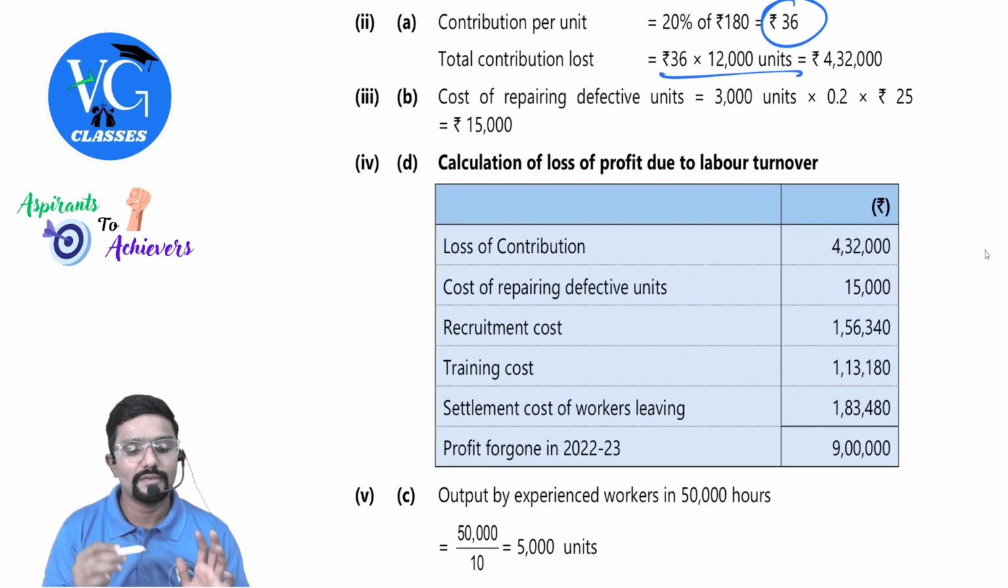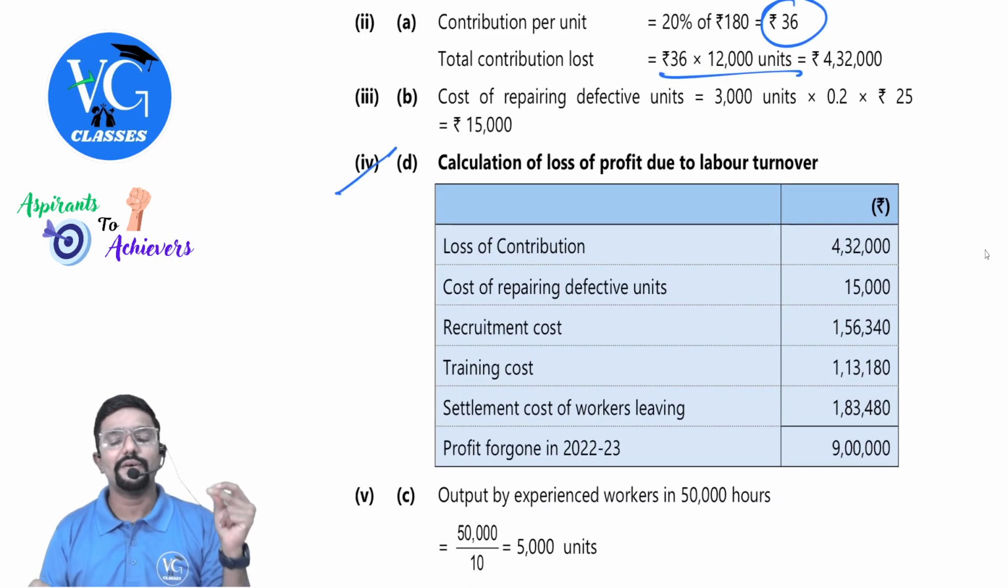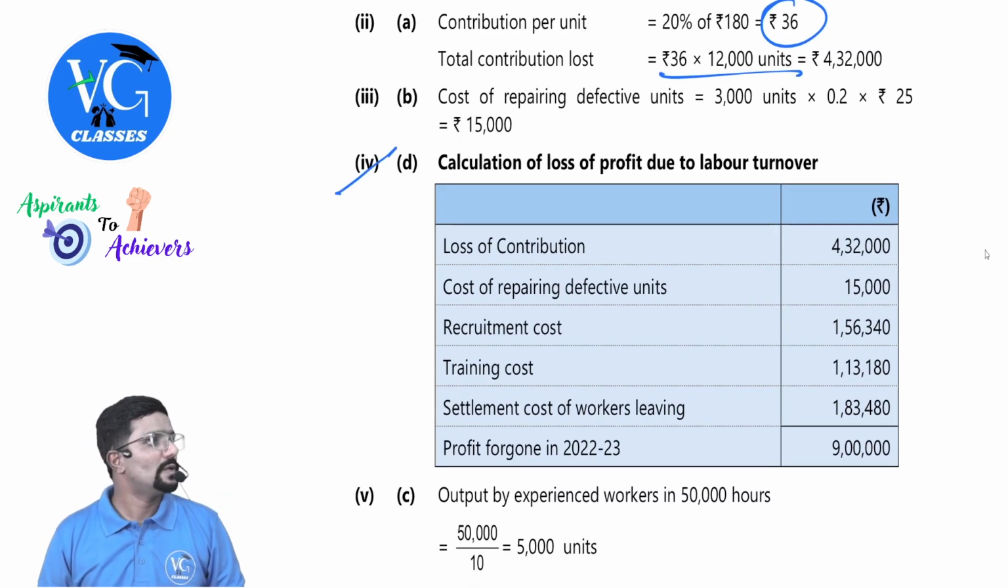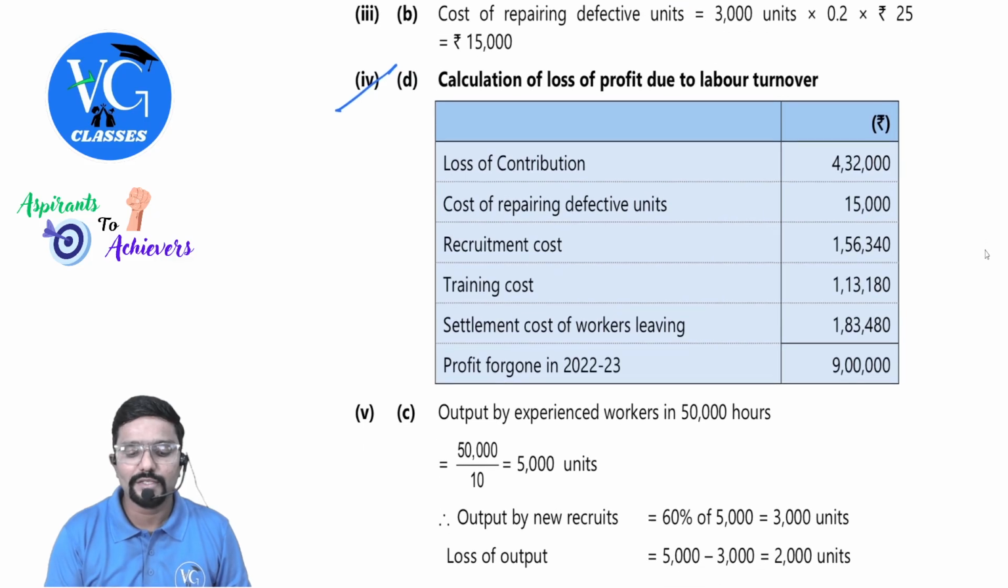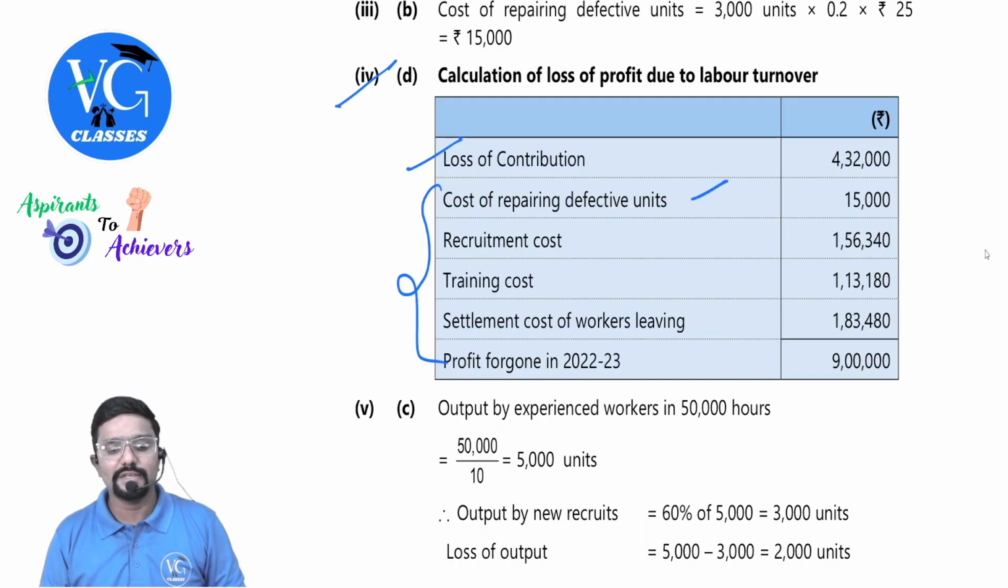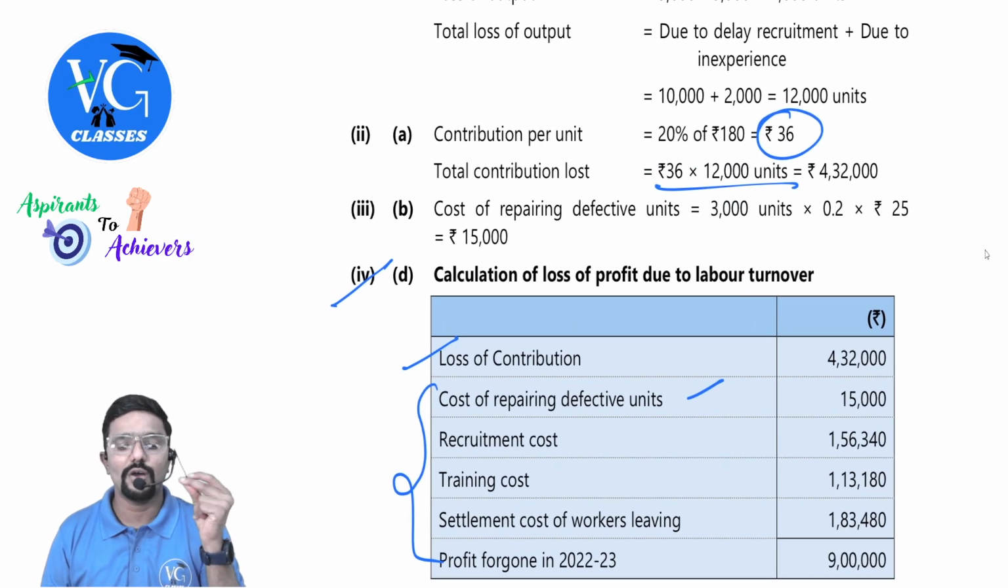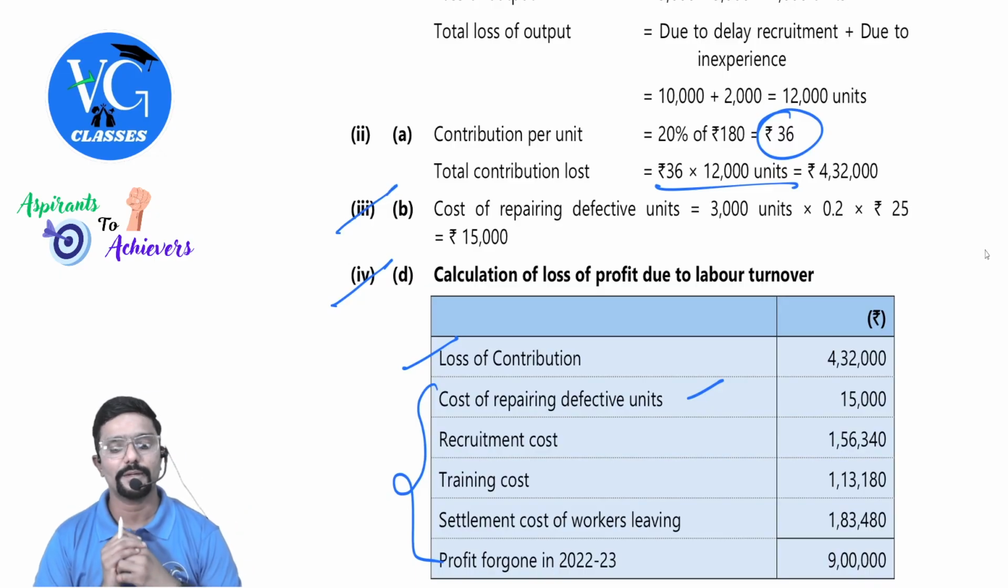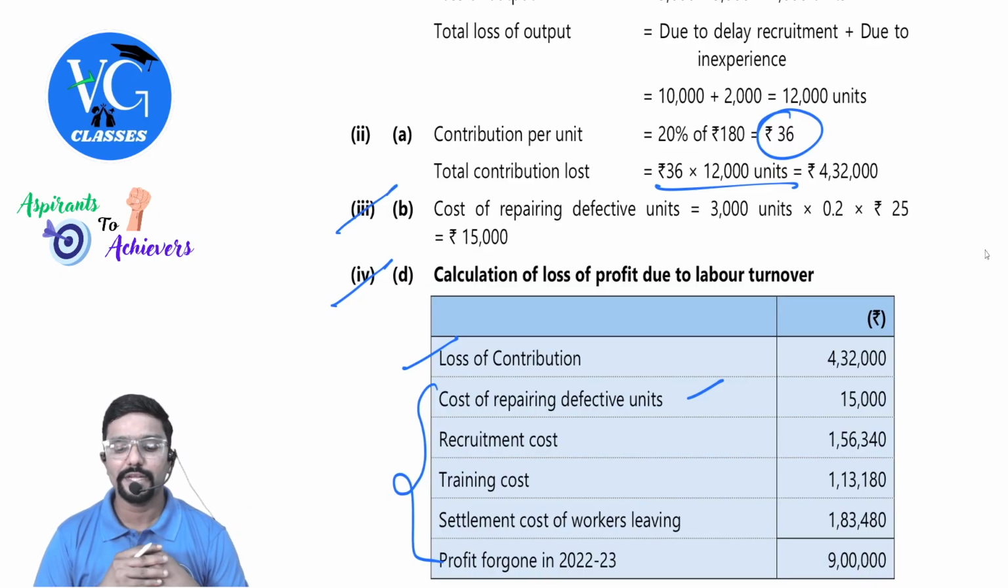The third one we will keep for later. They have also asked loss of profit. Loss of profit: take loss of contribution plus add all the additional cost. Cost of repairing the defective units is how much, guys? 15,000. Now, how am I calculating it? I am showing it here. Cost of repairing defective units.